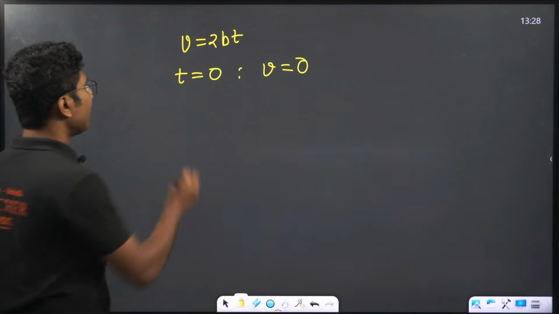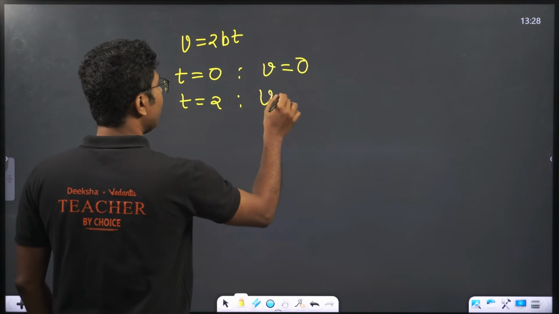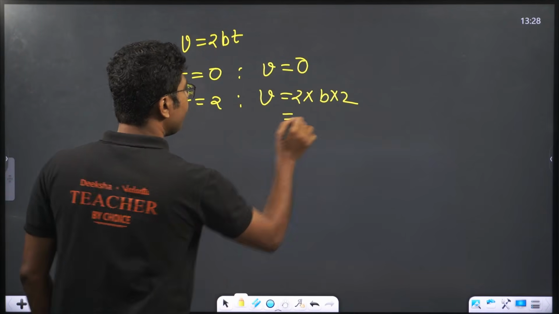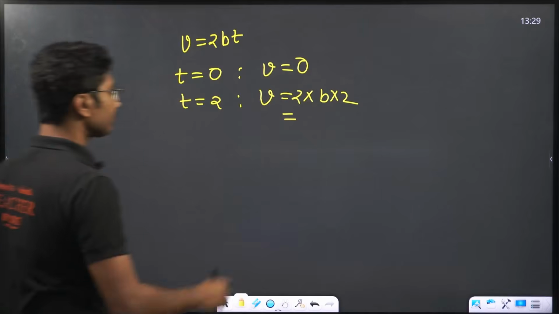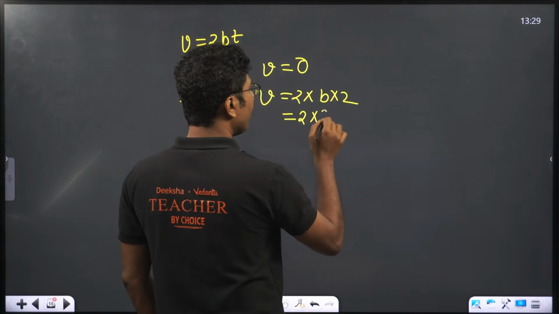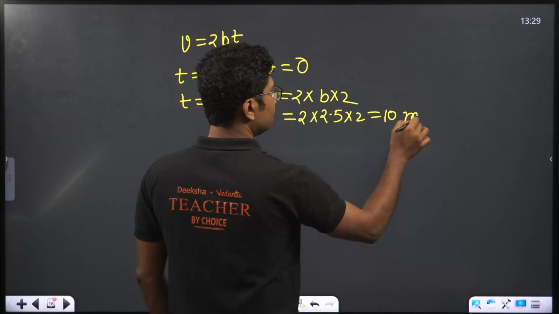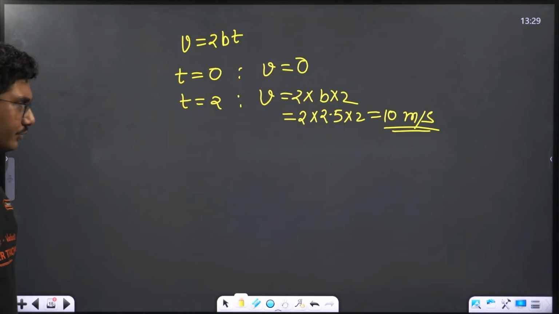Right? What about t equal to 2 seconds? At t equal to 2 seconds, v will be 2 into b into 2. Now if you see b, what is the value of b? b's value is 2.5. So 2 into 2.5 into 2, that is 10. So this is the value of velocity at t equal to 2 seconds.